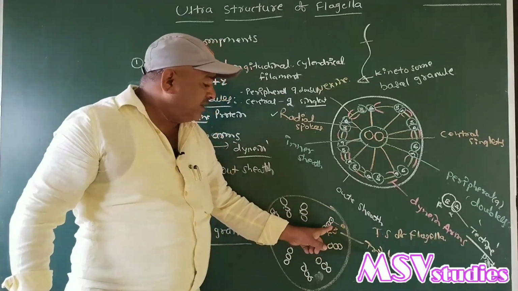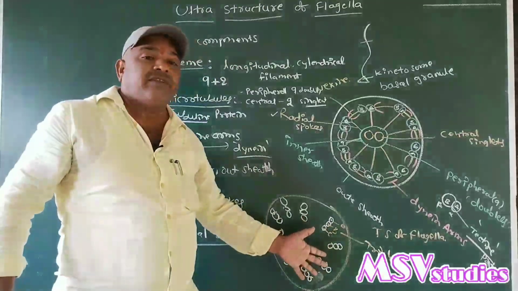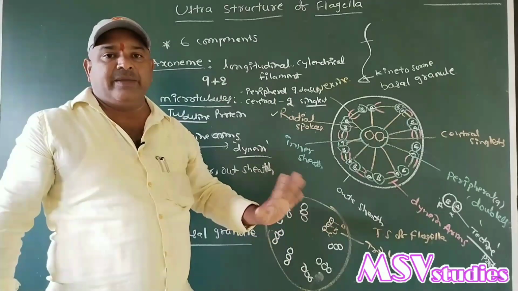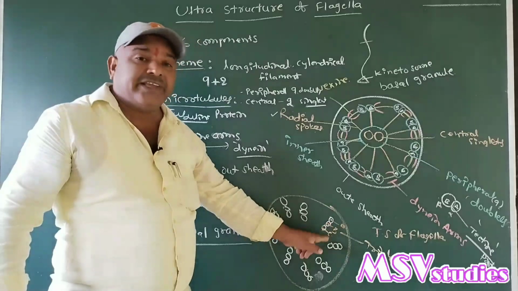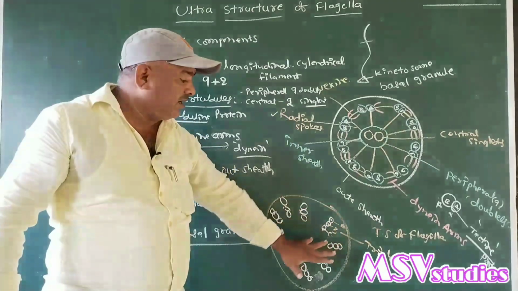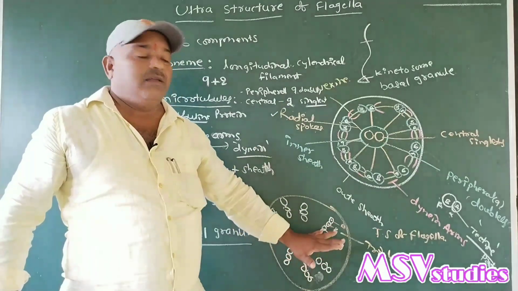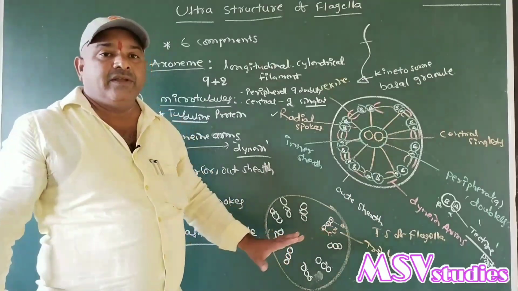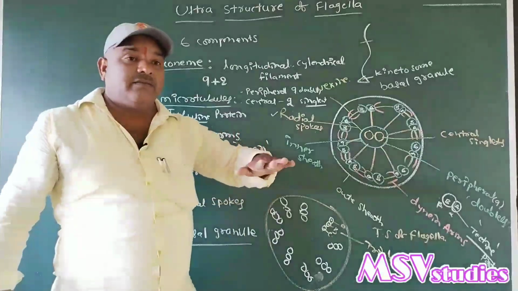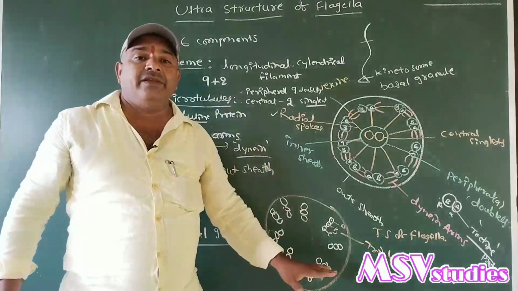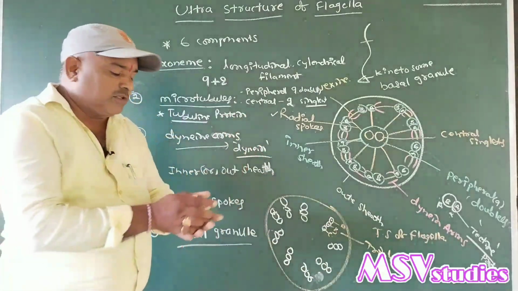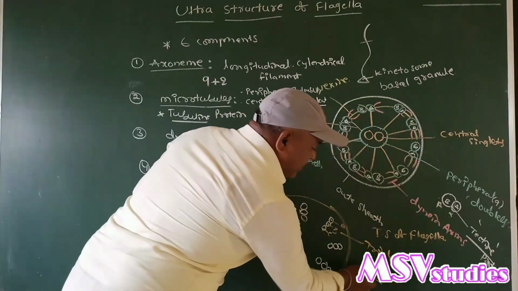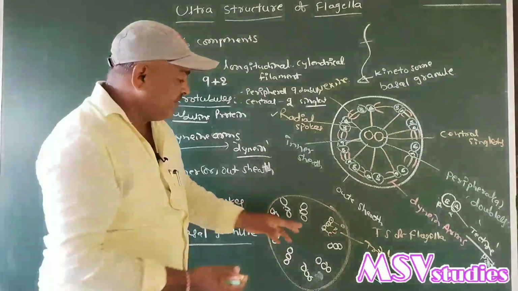Only A and B microtubules come from the basal granule to the axoneme area, the axoneme filament. The C microtubule terminates and is located only in the basal granule of the flagella. At the basal granule, the total number of microtubules is 27.